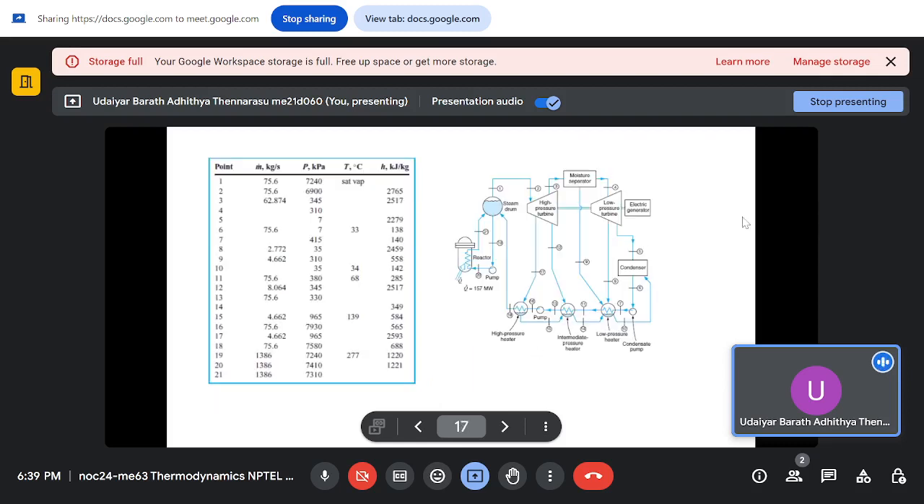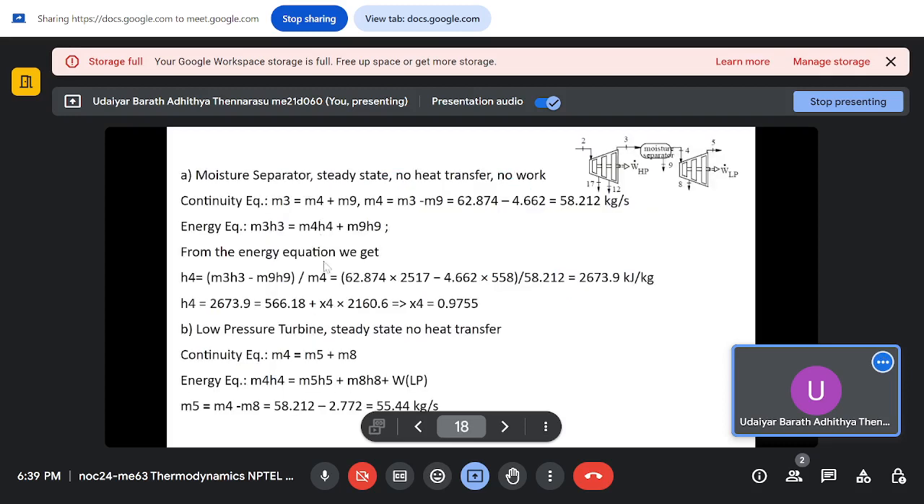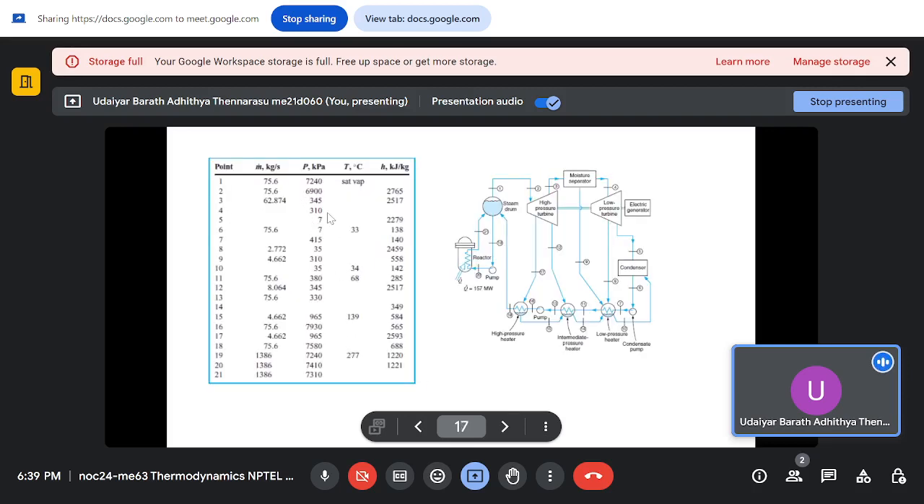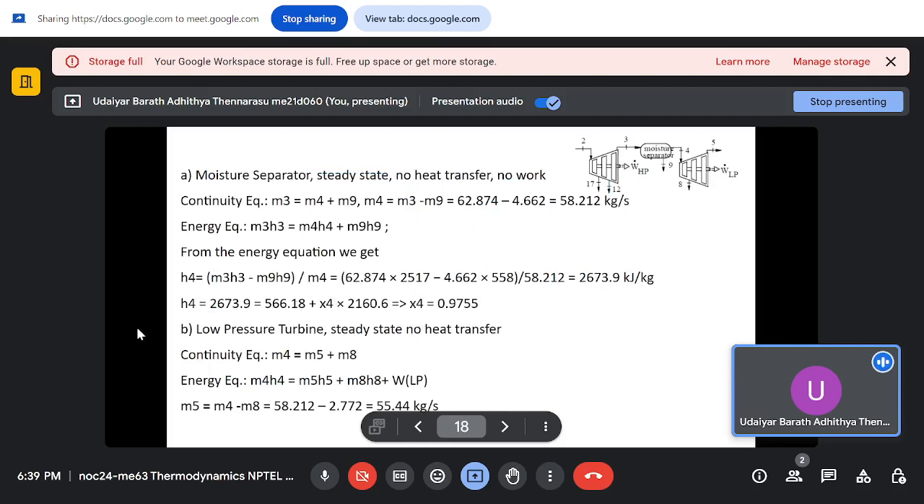So this is known. At state 4, you know the pressure, which is 310 kilopascal, and you know the enthalpy. Corresponding to a pressure of 310, from the steam table you can find the liquid and vapor enthalpy. Substituting that, we can find the vapor fraction, which comes out to be 0.9755. So that is the vapor fraction at state 4. So we have found the enthalpy and dryness fraction at state 4.